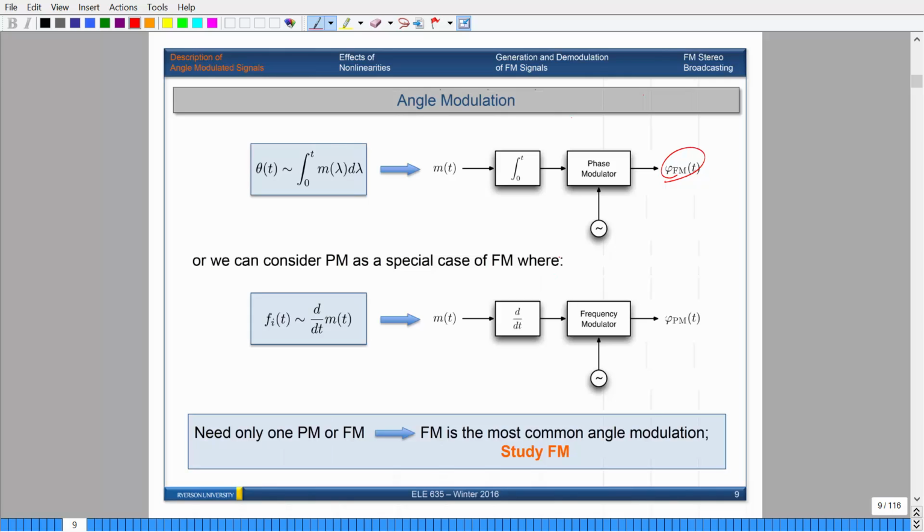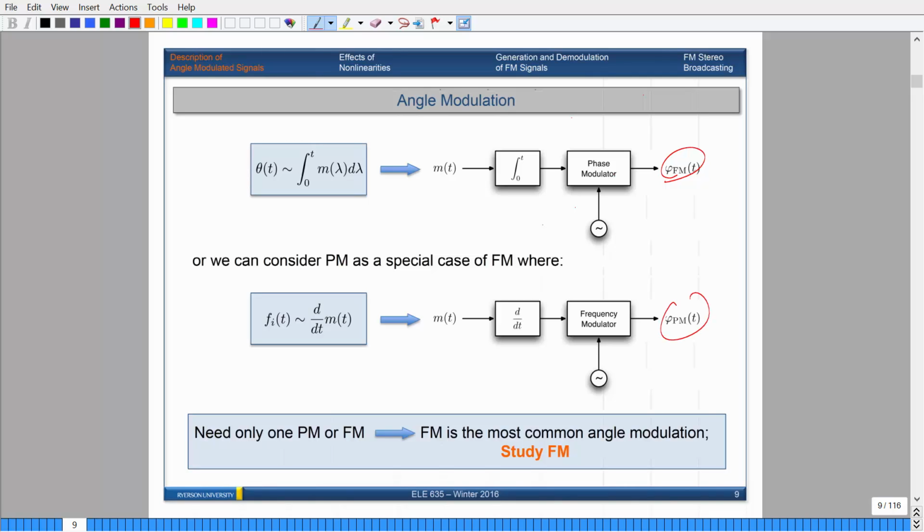Also, if you want to generate a phase modulated signal using a frequency modulator, it's quite simple. You take the derivative of your message. In this case, this will give you the instantaneous frequency, and this will be used as input to a frequency modulator to give you your phase modulated signal.